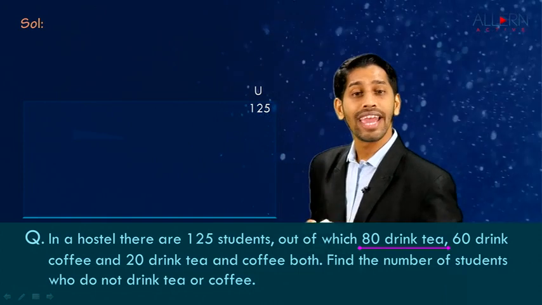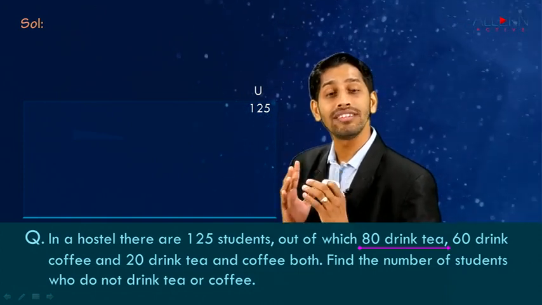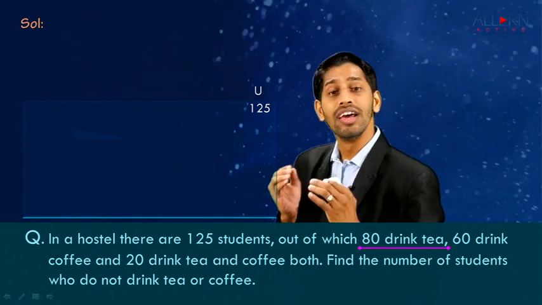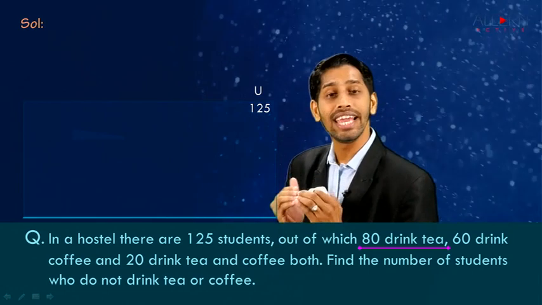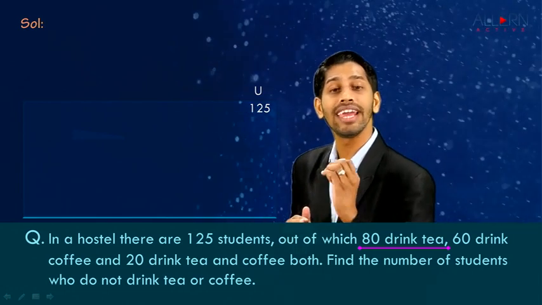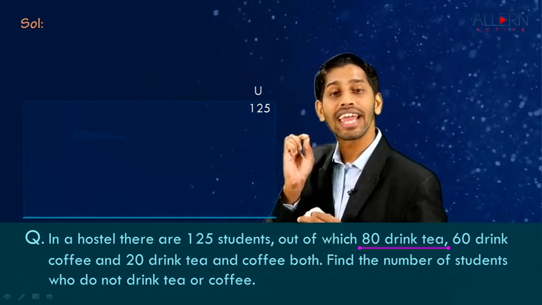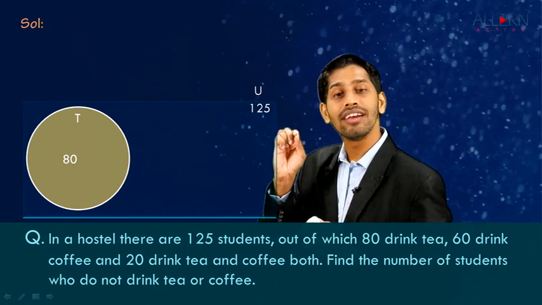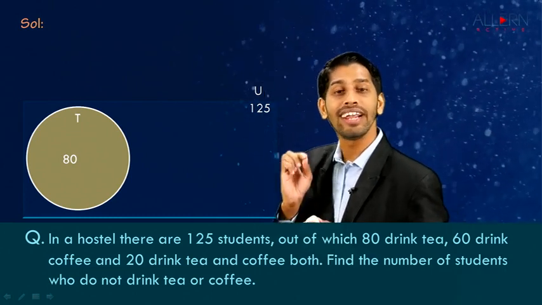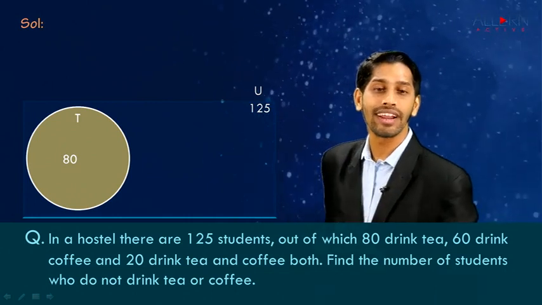Out of which 80 drink tea. That means we are going to draw a geometrical shape. We can draw a circle representing number of students who drink tea. For tea we can assign any letter. Let's follow the initial letter, that is capital T. So we draw a circle, we name that circle as capital T, and we write the number 80 because 80 students are there who drink tea.